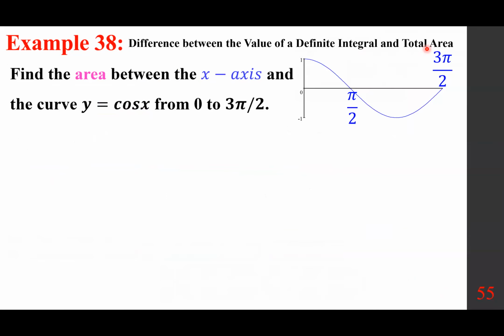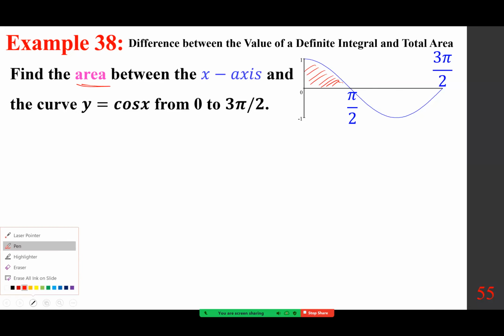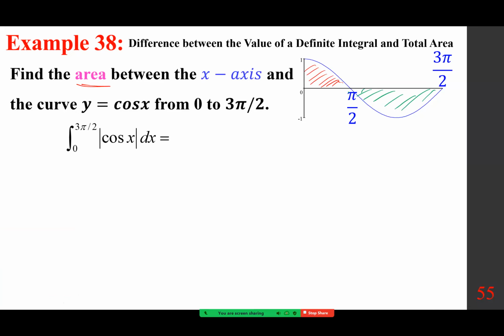So find the area between the x-axis and the curve y equals cosine x, and that means we want this area, and we want this area, and let me use a different color for that. And we want to add them up. When it says area, let me use a different color. And these two areas, you want to add them up. So that means the absolute value of cosine. That's the meaning.